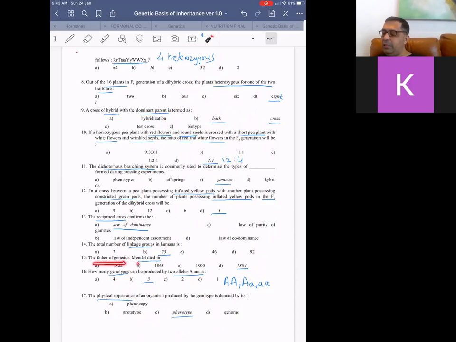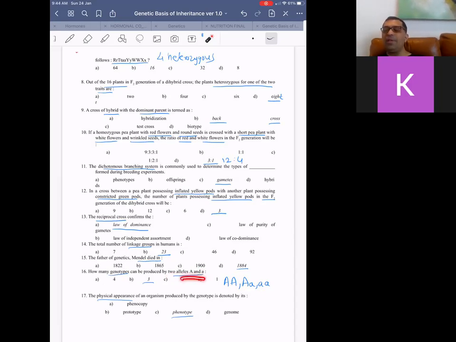The father of genetics, Mendel, died in 1884. Just to remember, how many types of genotypes can be determined by two alleles, capital A and small a? We remember the formula: number of genotypes is 3 raised to n, where n is the number of heterozygous pairs. A has both capital A and small a, so n is 1. So 3 types of genotypes.